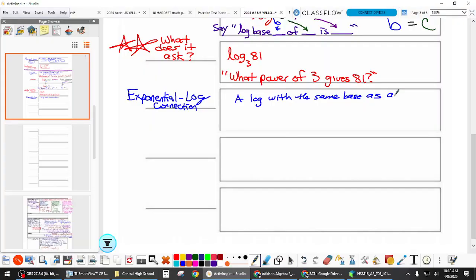So a log with the same base as an exponential, I'm putting this in quotes, but it cancels each other. And we can just put several examples like the one we just saw. So log base 2 of 2 to the 8th is 8. Log base 4 of 4 to the 3rd is just 3. Etc. They just cancel each other out. Okay?